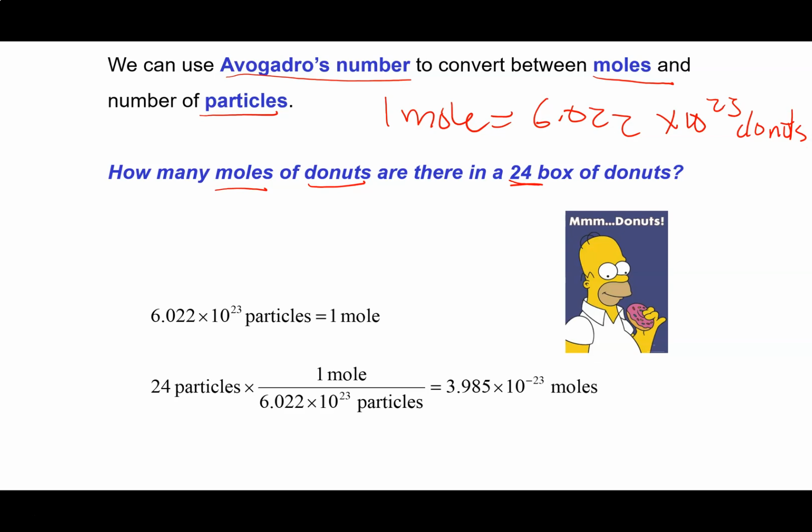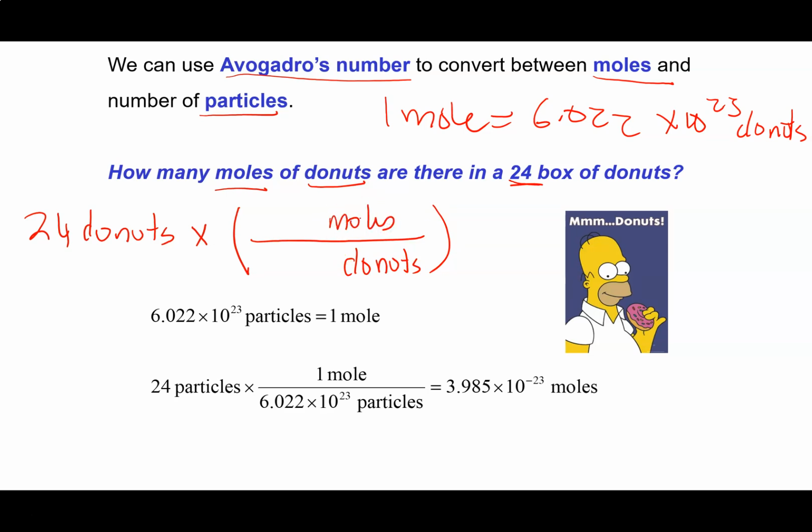So I'm going to use moles as a conversion factor. I've got 24 donuts, and then I need a conversion factor that's got donuts on the bottom and moles on the top, right? And so I know that 1 mole is the same as 6.022 by 10 to the 23 donuts. And sure enough, when I do that math, just as predicted, I get not very many moles of donuts, right?